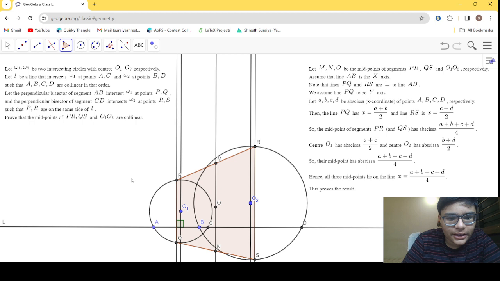And there are many generalizations and variations of this problem which exist, and I'll leave it open for you all to explore.